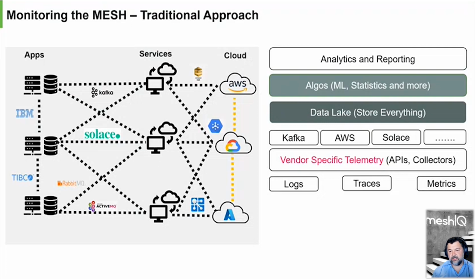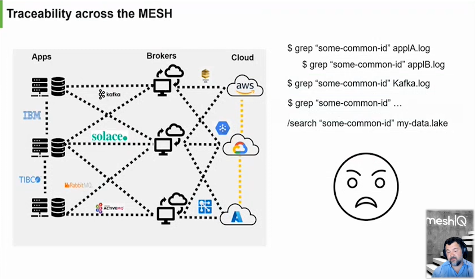Typically in a traditional approach, you get the vendor-specific APIs, you take all these metrics from different vendors, whether it's Kafka, AWS, Solace, or MQ. You pipe those metrics into a data lake of some sort. Pick your favorite monitoring vendor. Then you apply different algos, and you provide monitoring and analytics. All seems great, except let's take a very specific use case, a tracing use case. It becomes a real problem.